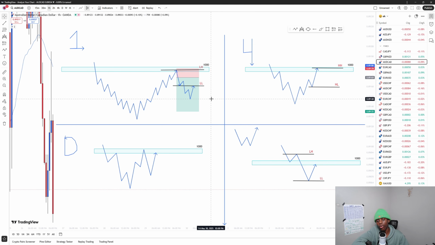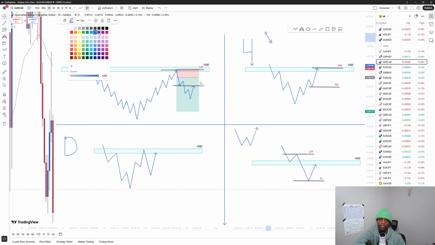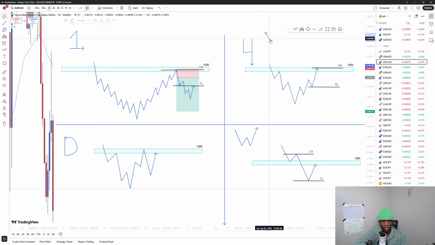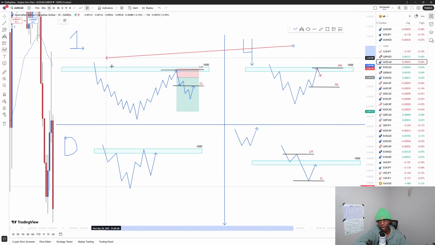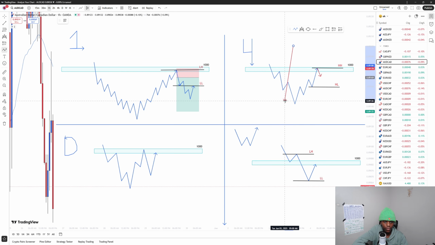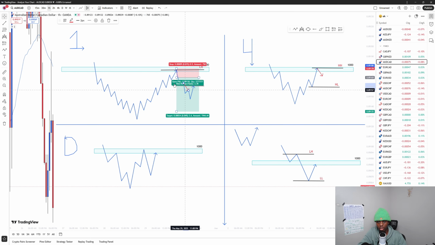How would this look on the 4-hour? On the 4-hour, it will look something like this. Actually, let me use a different color. Let's use red. On the 4-hour, it looks something like this. Like I told you before, on the 4-hour, it just looks like a line because the 1 hour moves way more than the 4-hour does. So on the 4-hour, it just looks like a line. This right here is this on the 1 hour.